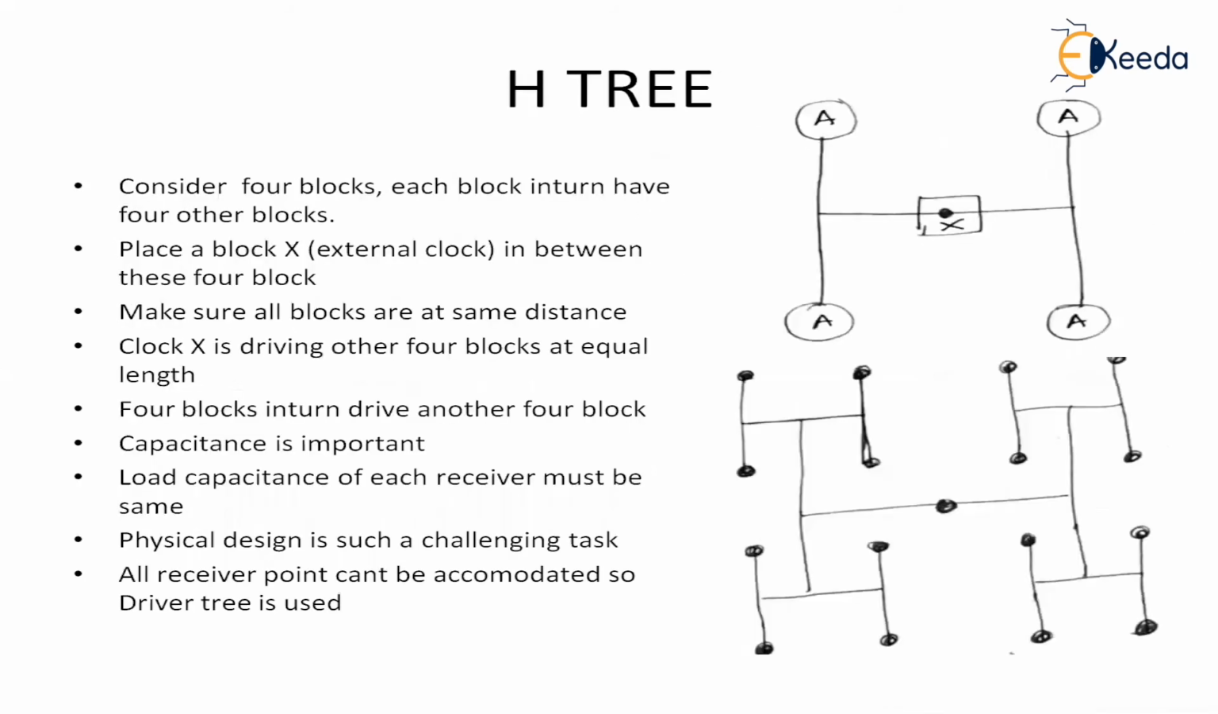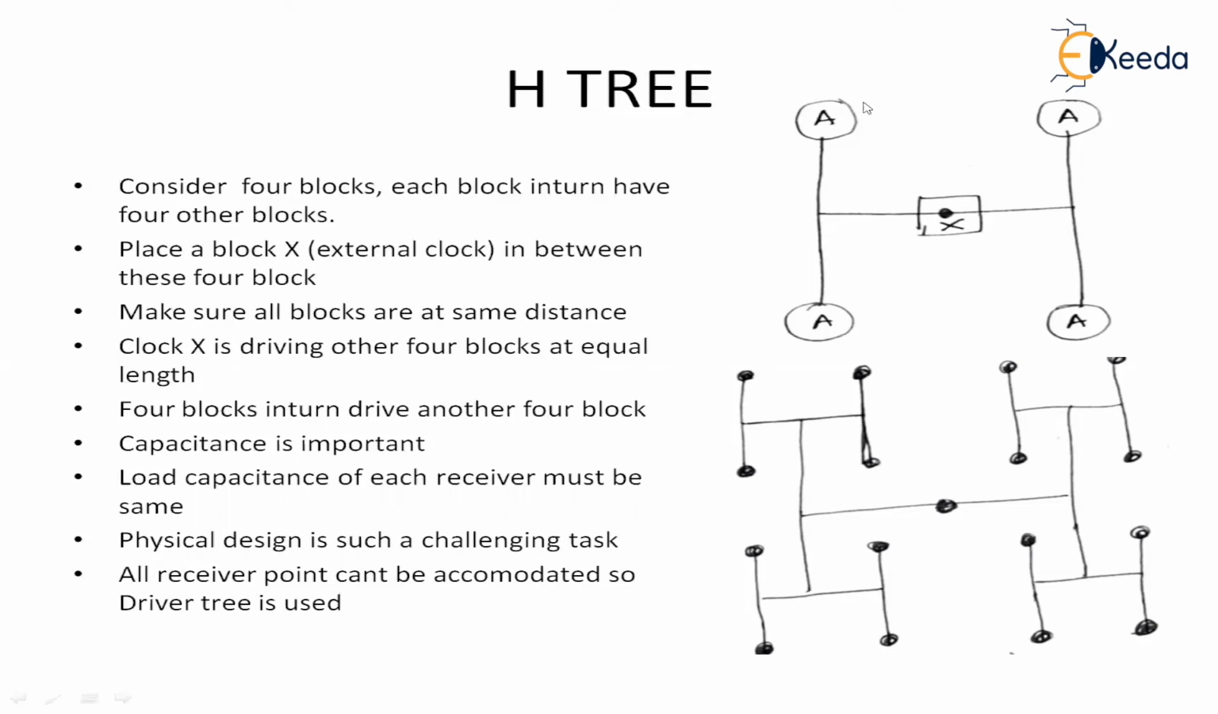What is the other technique that we can use? Consider there are 4 blocks, or 4 units each, and a clock is placed over here. Consider X is my external clock. Assume that these 4 blocks are at equal distance from my point X. X is going to produce the external clock, and this external clock is going to drive 4 units, and they are at the same distance. You have to make sure that all the blocks are at the same distance. The clock X is driving the 4 blocks at equal length.